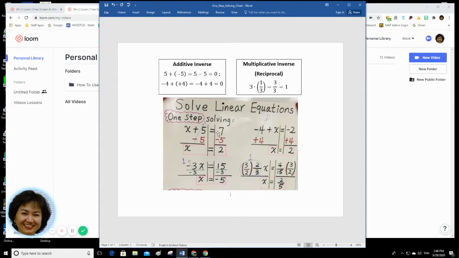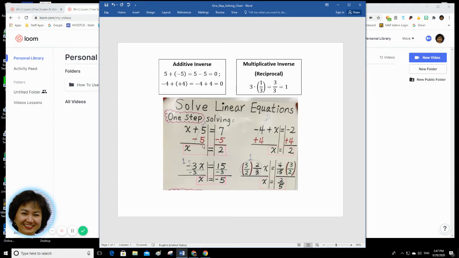The first one, we have x plus 5 equals 7. How can we see the x by itself on the left side? We have to get rid of this 5 by adding its inverse. And the inverse is a negative 5. So we add negative 5 to both sides to keep it balanced.